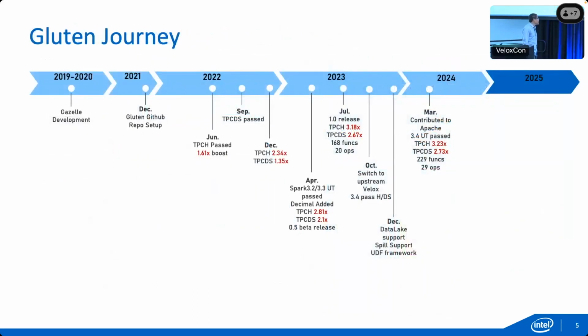And this is the Gluten development process. Firstly, the first project is called Gazelle. It's actually not Gluten. It's an in-house designed Apache Arrow-based SQL engine. It's not a Velox SQL engine, and at that time we still didn't know Velox was being developed by Meta.